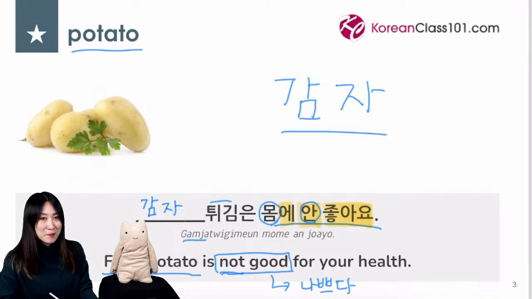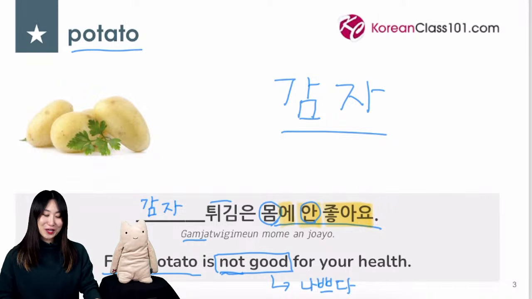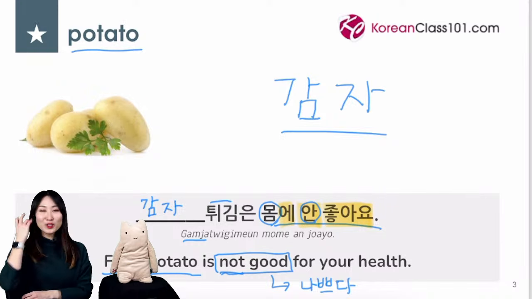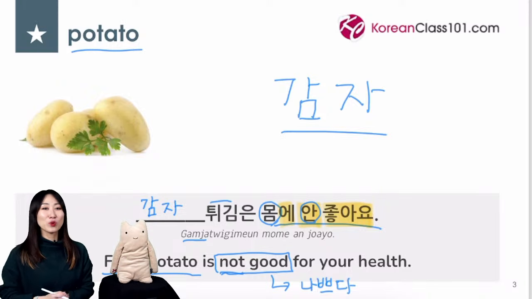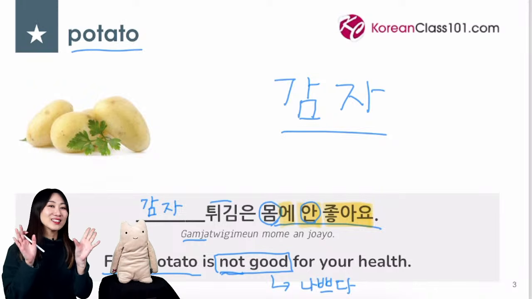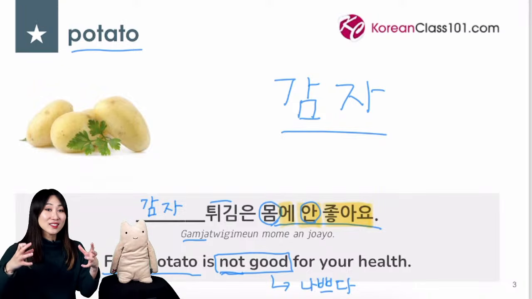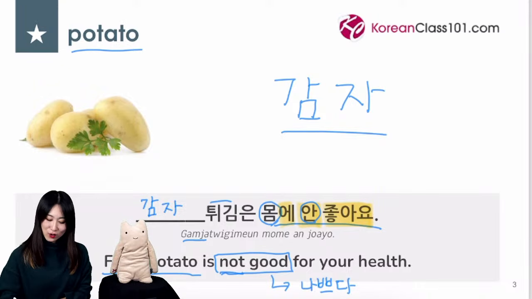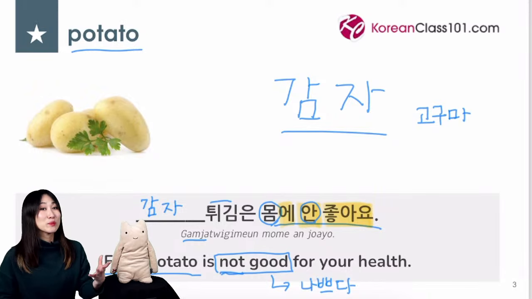By the way, potato makes me think. Do you remember how to say sweet potato in Korean? In English, you just put the adjective sweet and potato. But in Korean, it's not 단 감자 like that. We don't say sweet potato. It has its own name, which is 고구마. 고구마 is sweet potato.